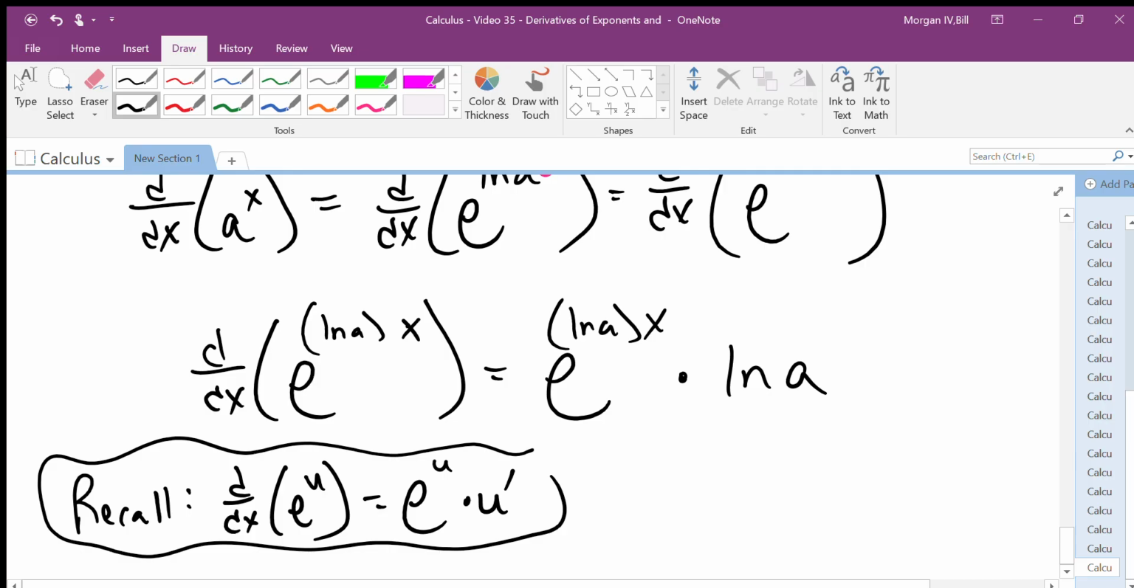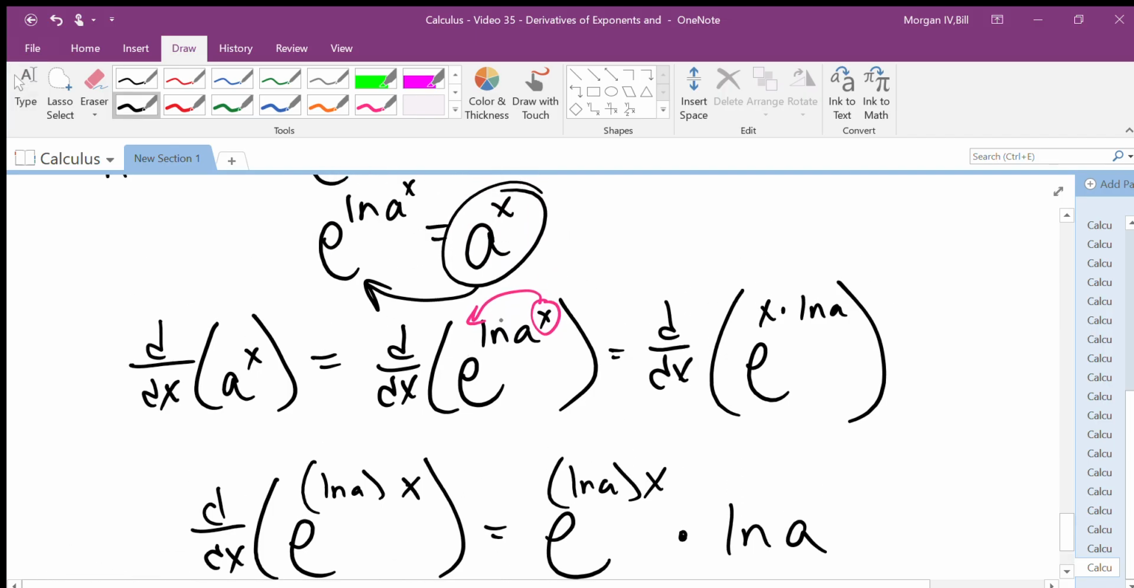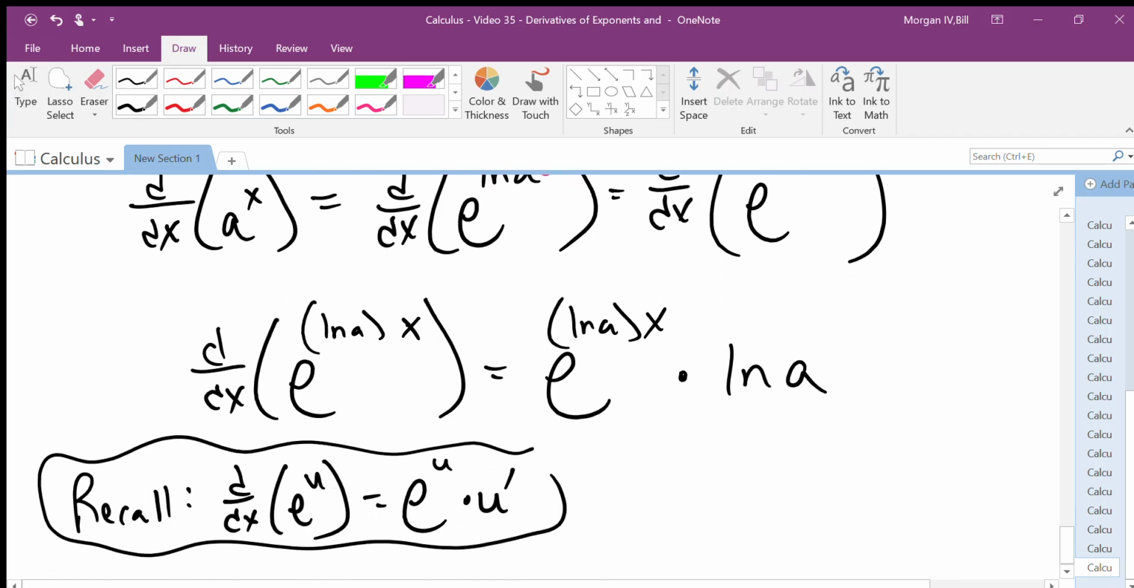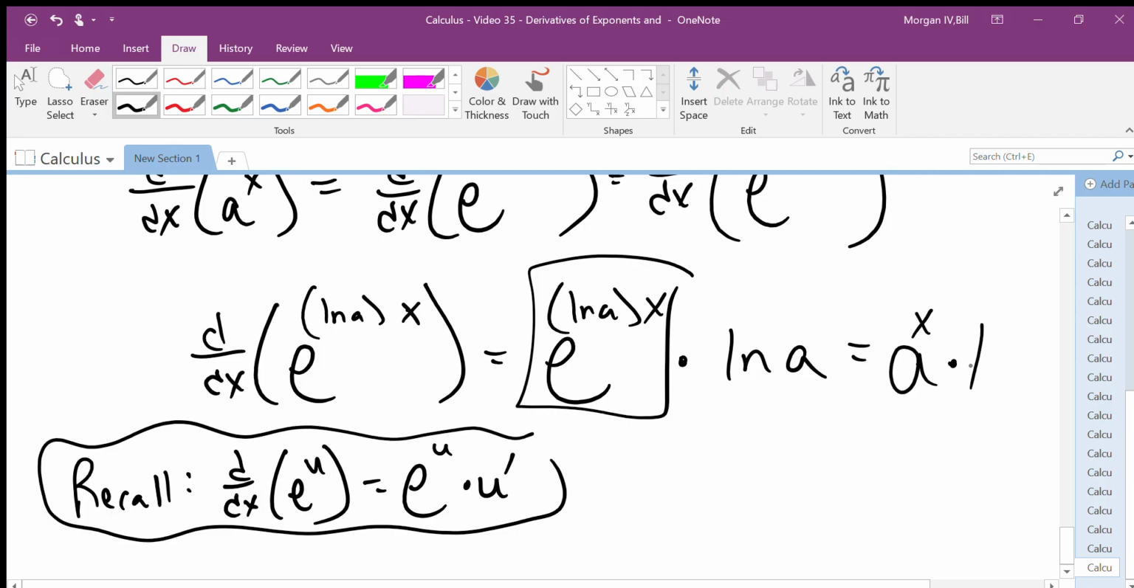And then we remember that e to the natural log of a times x is the same thing as e to the natural log of a to the x, which is the same thing as a to the x. So we go back and replace this here with just a to the x, and we get a to the x times the natural log of a. And we have proven it.